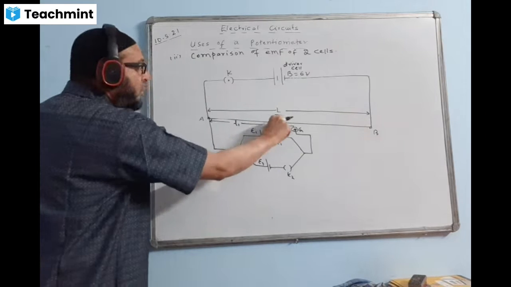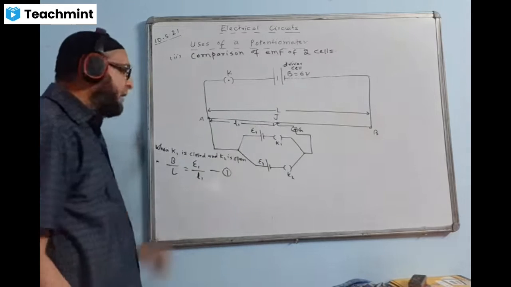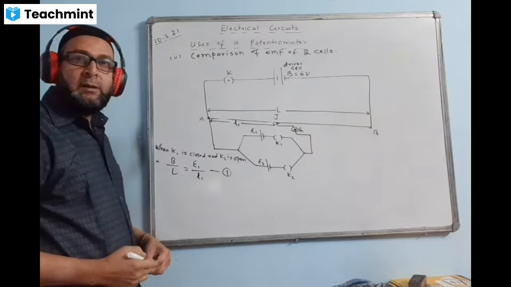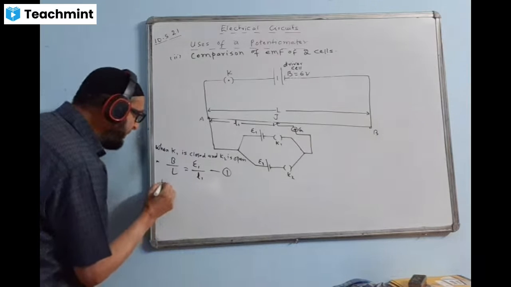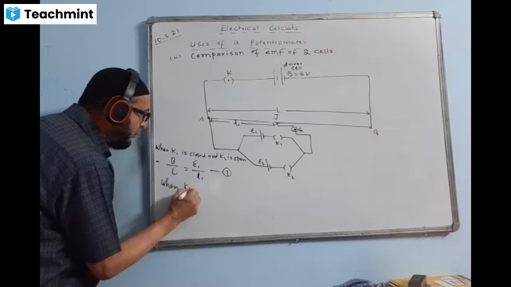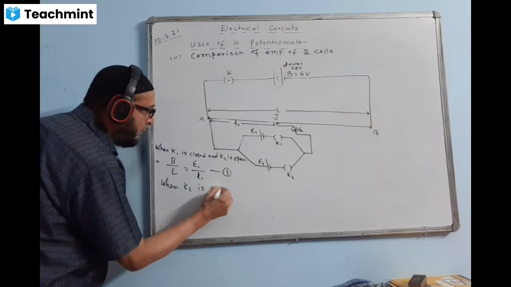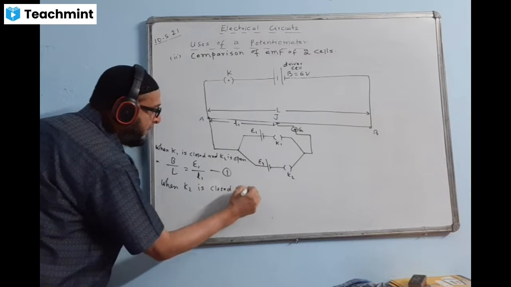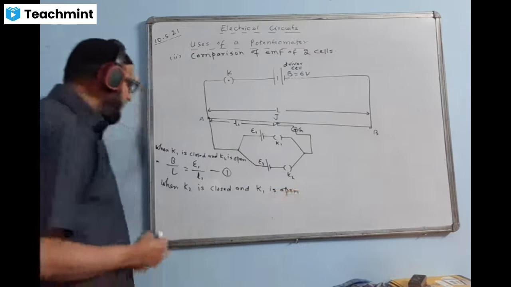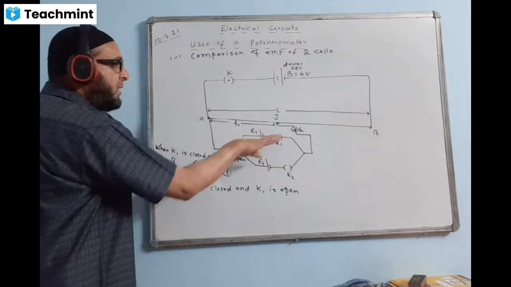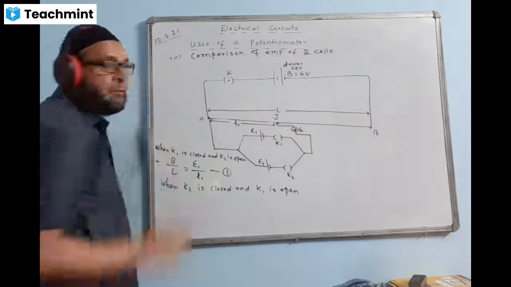We are moving the jockey on the wire and getting null deflection. The balancing length is L1. Balancing length means only the length for which the galvanometer gives null deflection. Now second case we write, when K2 is closed and K1 is open. When K2 is closed and this is open, that is, this one is put on and this one is put off.